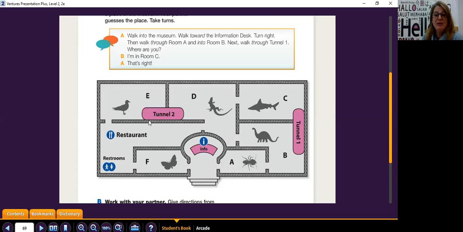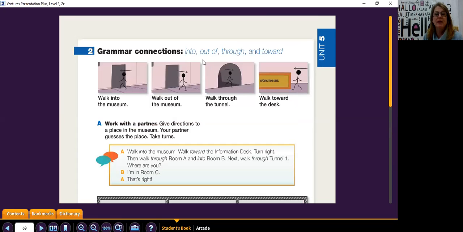This is something that if you have somebody at home with you, you can sit and kind of go through the map together, doing the into, out of, through, and toward. Oh, that's the one I forgot.